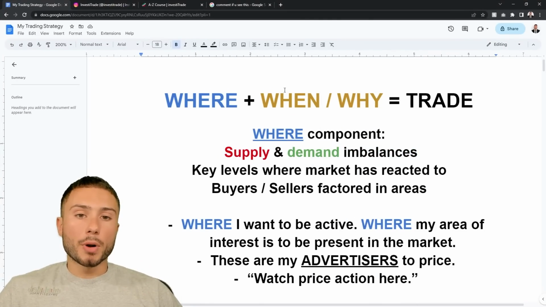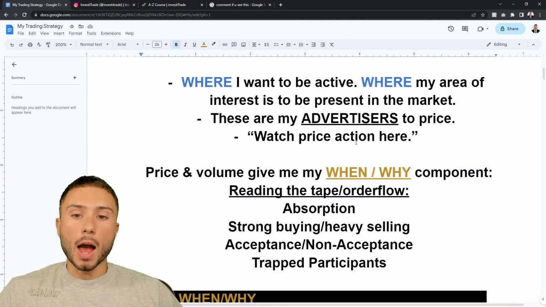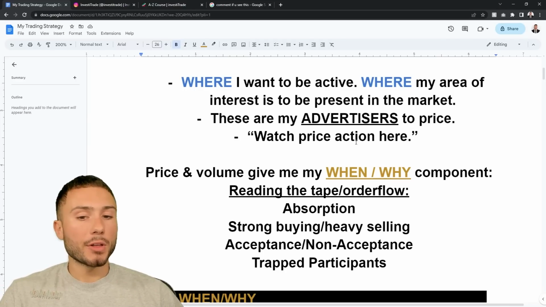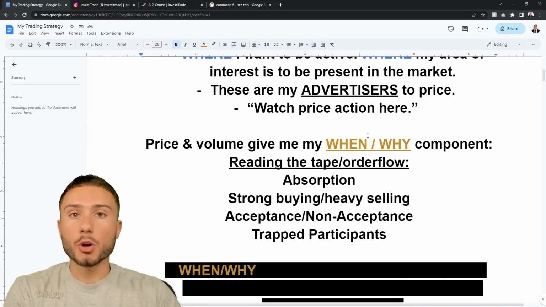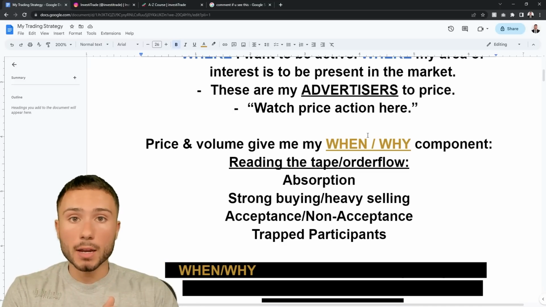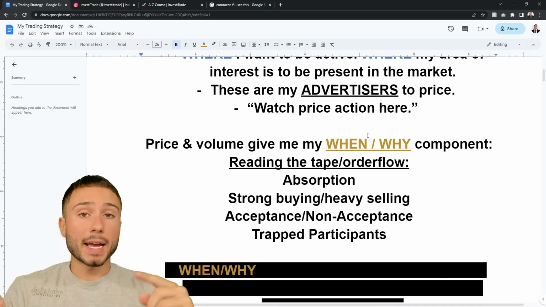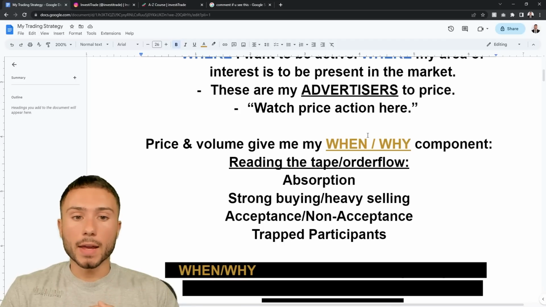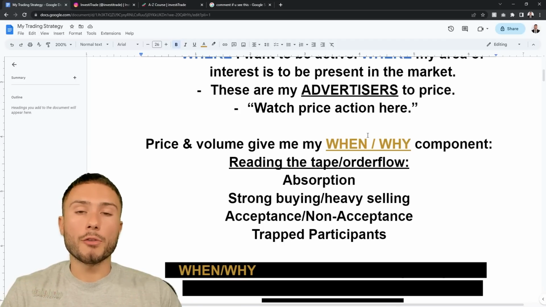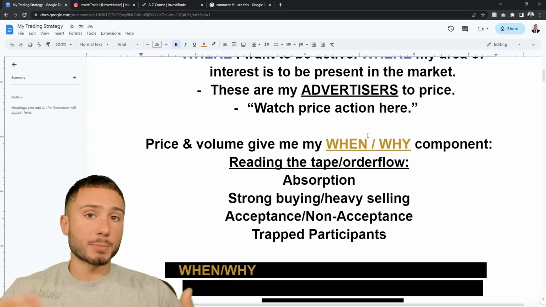Now, the next component to this equation is when and why. When and why equals price and volume analysis. This has everything to do with reading the tape and order flow, reading the depth of market, reading footprint charts, reading a heat map, profiling, anything that has to do with order flow, or just simply reading the orders and the tape that the market is providing me.